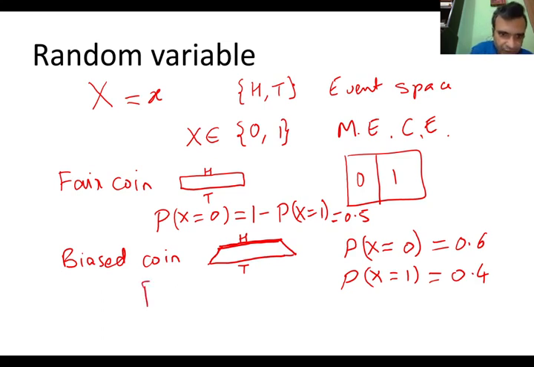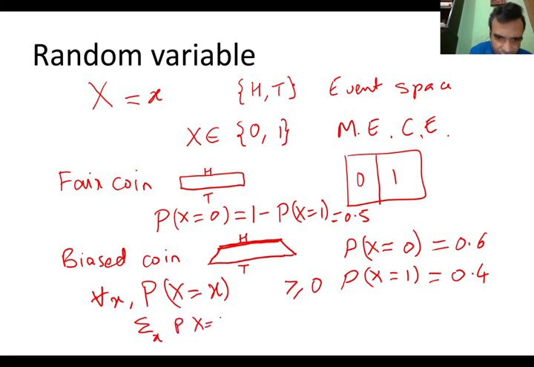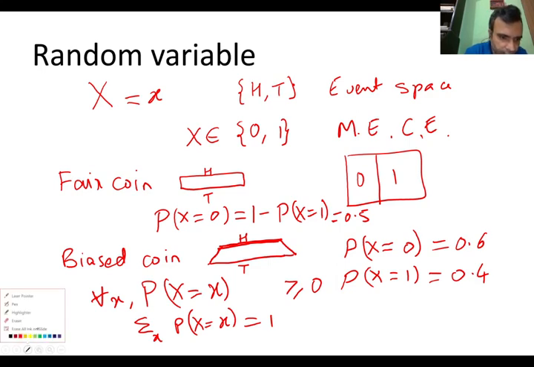So greater than or equal to 0, P of X is equal to x for all x. For all x greater than or equal to 0, and then the sum over all x of P of X equal to x is equal to 1. Alright, so you cannot have two different outcomes for the same experiment, and that's just by definition. So here you can see that this adds up to 1.